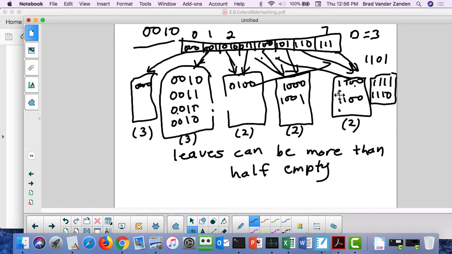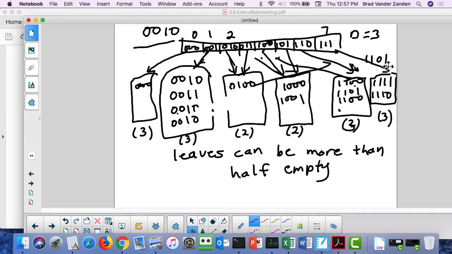So we can get 1101. But now we update this entry, this 111, it no longer points to the same bucket. The 111 is now pointing off to the new bucket. And they both are now updated to say that they're using 3 bits rather than 2 bits. So if the number of bits you're using in the leaf is less than the number of bits in the directory, you split the leaf, but you don't have to do anything with the directory other than update one of the entries in the directory, or potentially a couple entries, so it points to the new leaf.